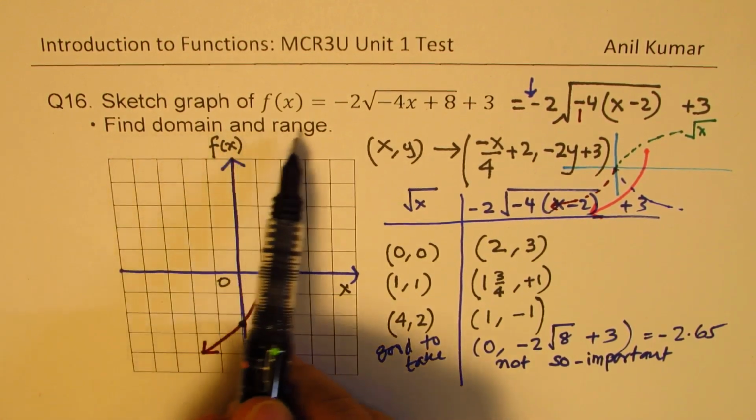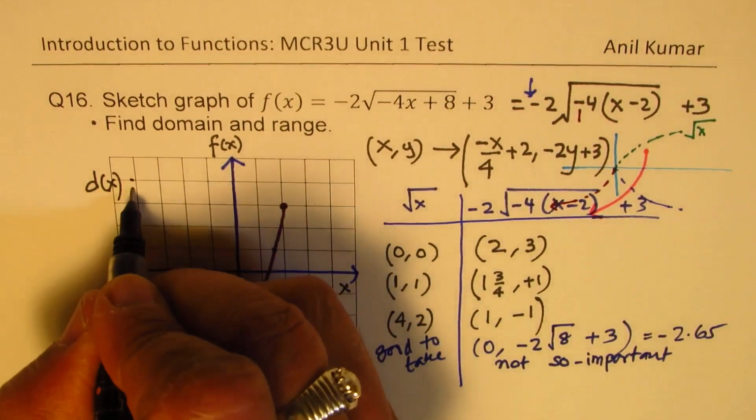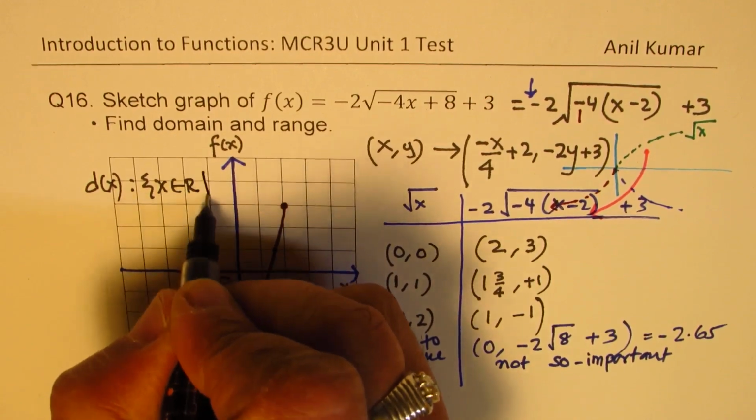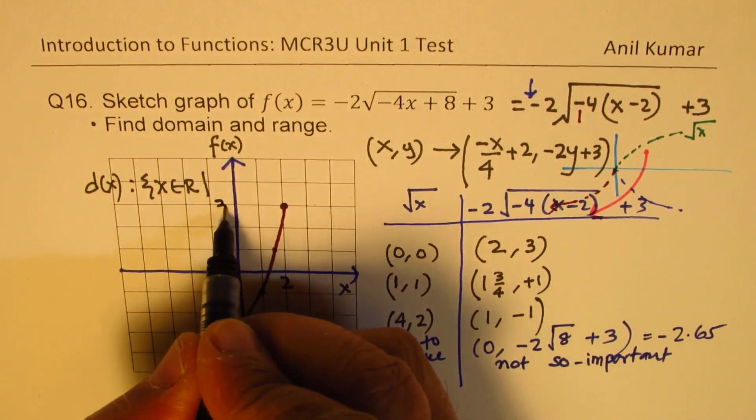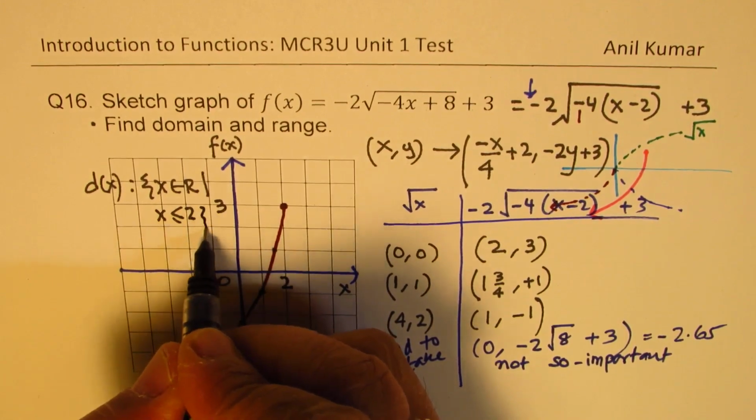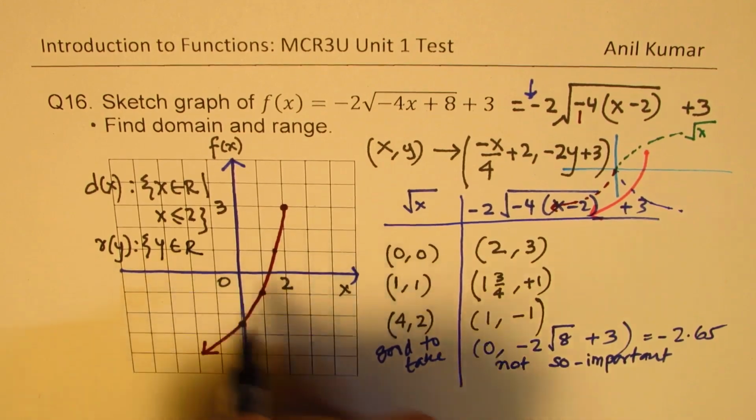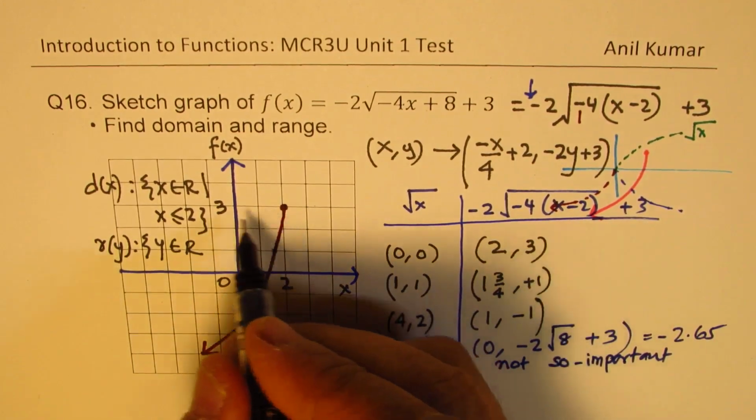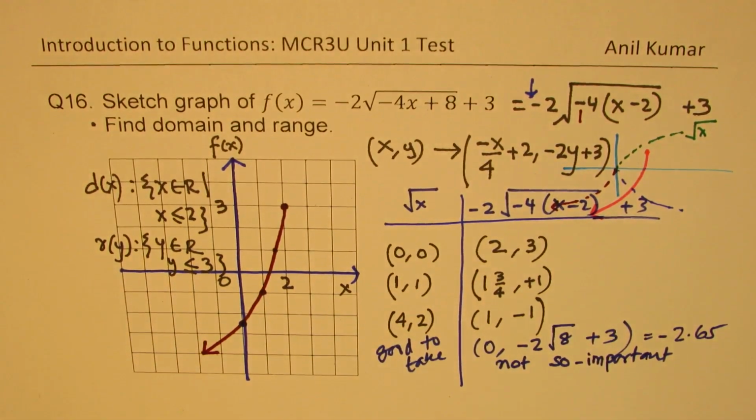Now let's write down its domain and range. So clearly the domain is, we can write x belongs to real numbers, where x is less than equal to 2, right? This point is 2 and this is 3. So where x is less than equal to 2. And as far as the range is concerned, range is y belongs to real numbers, where y is less than equal to 3. So y is less than equal to 3. Is that clear to you? So that is how we can get domain and range for this particular function. So I hope this concept is absolutely clear.